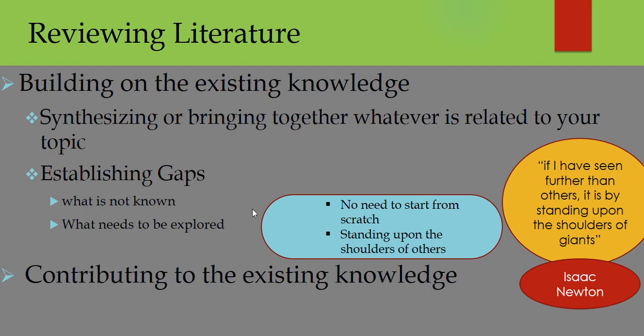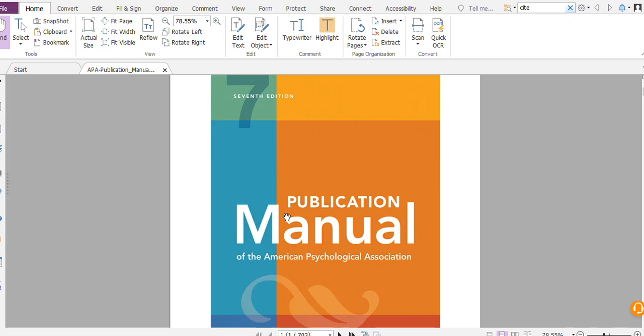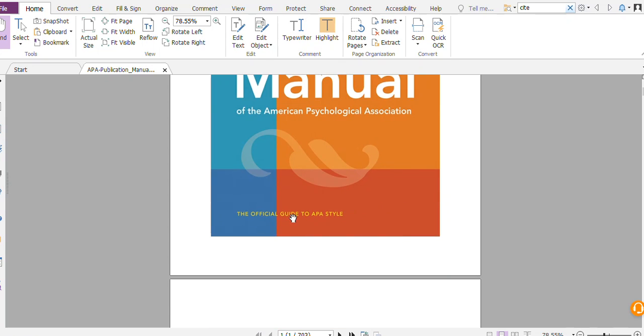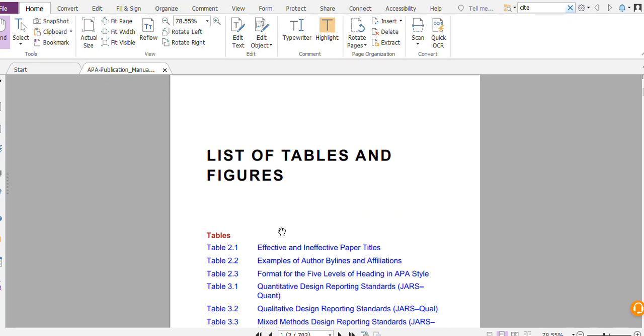Let me show you something. There are some manuals, for example this one, the 7th edition Publication Manual of the American Psychological Association, APA. You can use different editions, 7th and 6th edition of this manual. It helps you to learn how to do citation, how to do referencing.